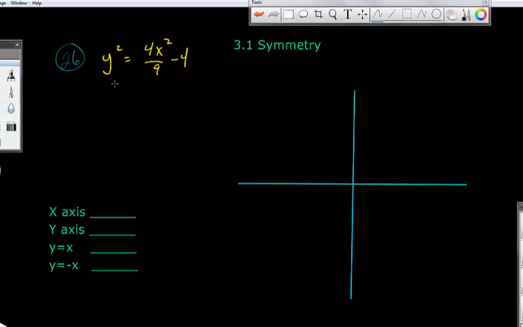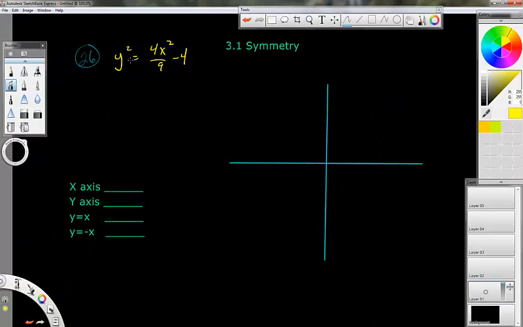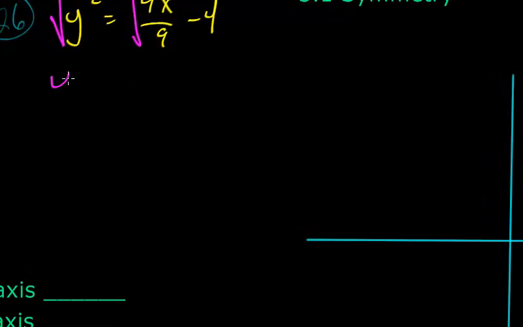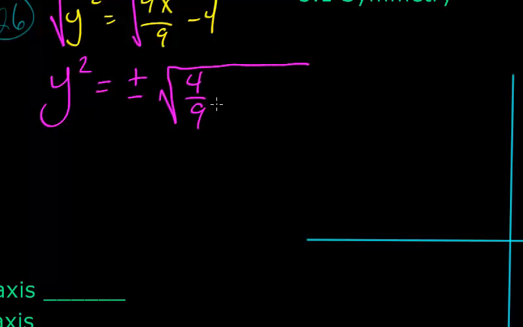All right, first thing, you have to solve this for y. This is almost solved for y, but we square root. So we're going to square root this and all of that. So I have y equals plus or minus the square root of 4/9 x squared minus 4.